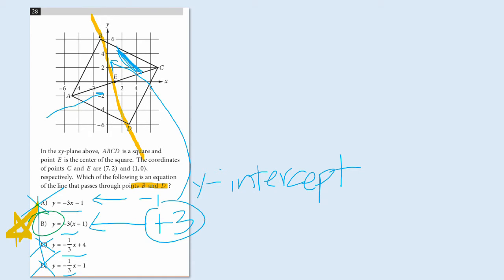So notice that we were able to just look at the line itself. Notice that I didn't even need all that information that was provided in the beginning about the fact that we're talking about a square, that there are coordinates for C and E provided, and then we're trying to find B and D in relationship to it. So all I had to do was just look at the slope and the y-intercept of the line in question to determine if the correct answer is B.